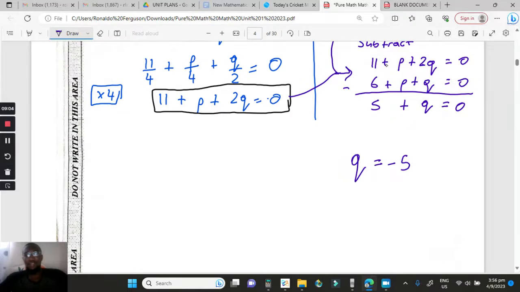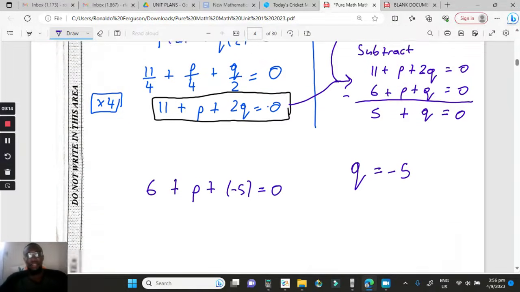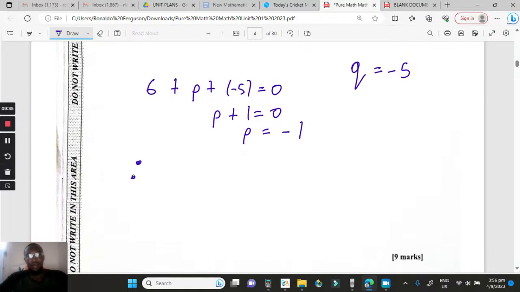Since q is negative 5, I can plug it into any one of the equations. I'll use the one at the top that says 6 plus p plus q, which is negative 5, equals 0. 6 plus negative 5 is really 6 minus 5, which is 1. This is saying p plus 1 equals 0, so p is negative 1. Therefore, p equals negative 1 and q equals negative 5.